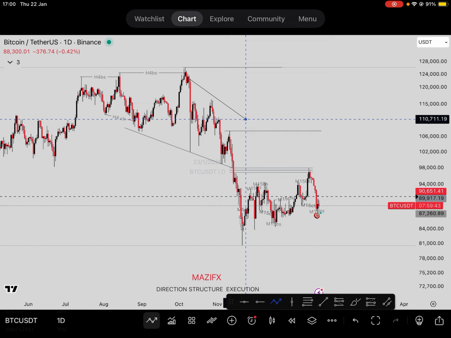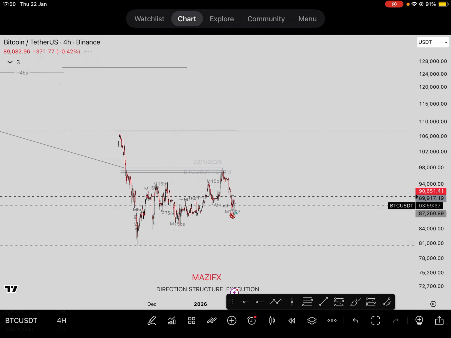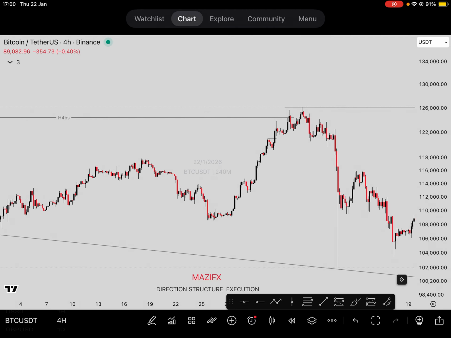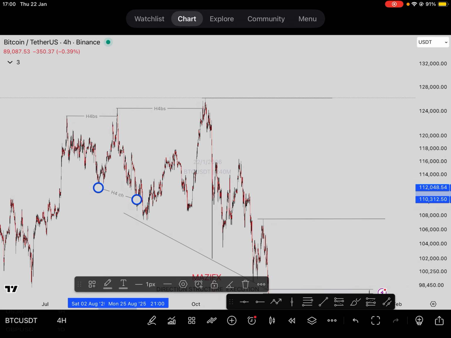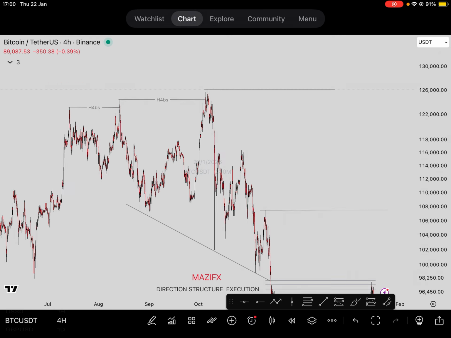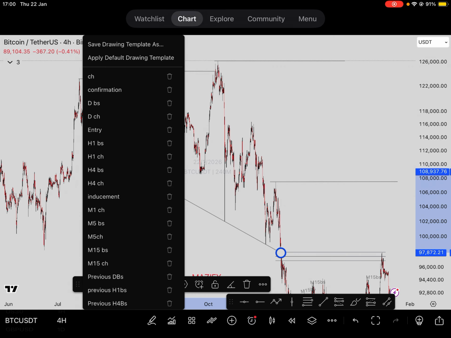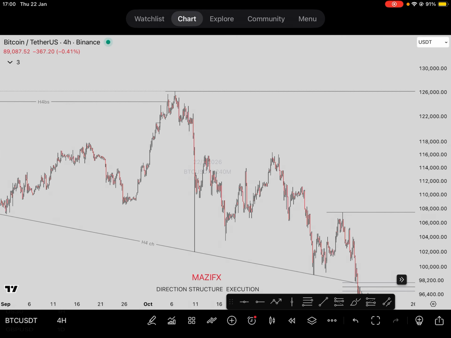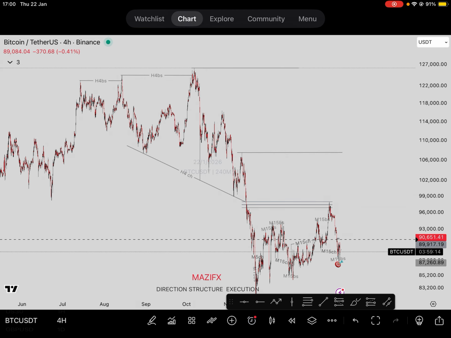Let me zoom into 4 hours and check, so I know what I'm saying. Did we get a body close? Yeah, we did get a body close. So this should not be our change of character. Our change of character should be here. This is our 4 hours change of character, because this other high actually did a body close. So that's why I had our 4 hours change of character.